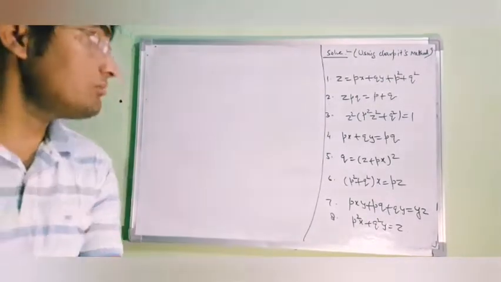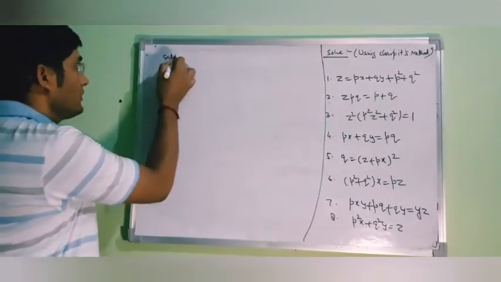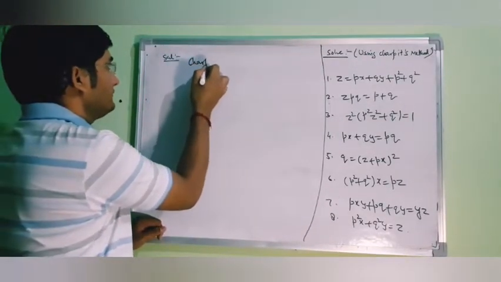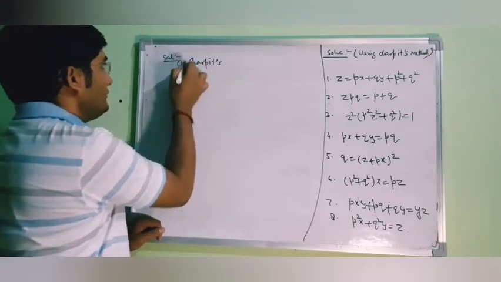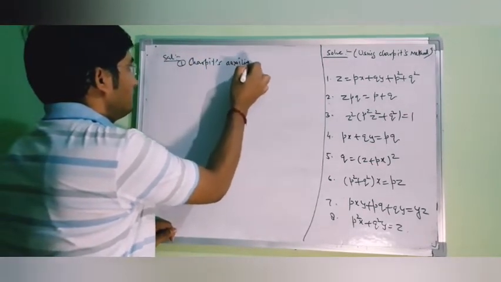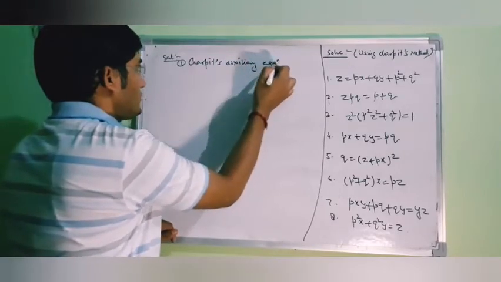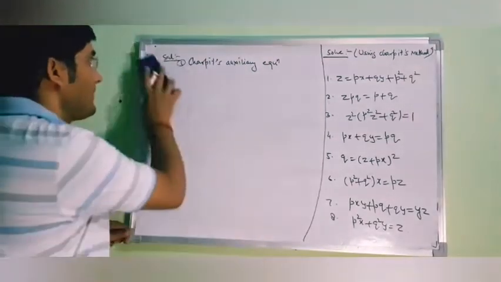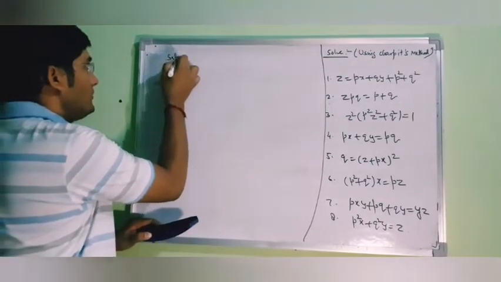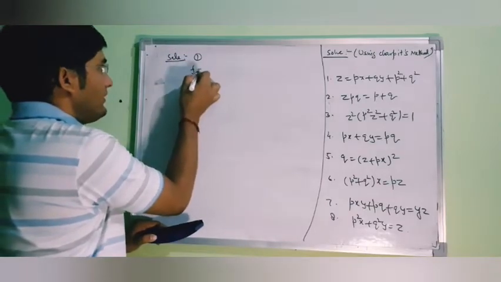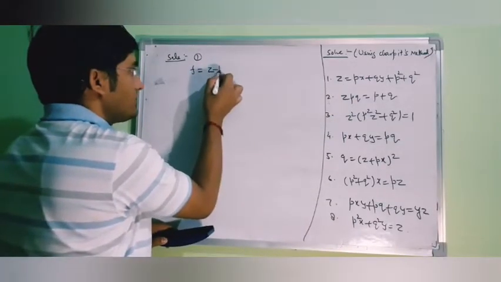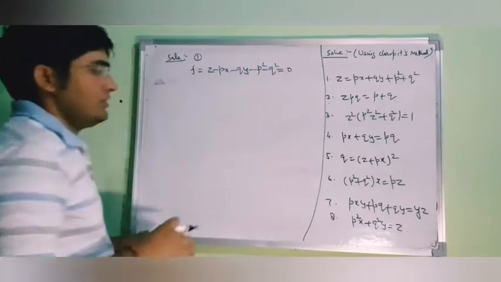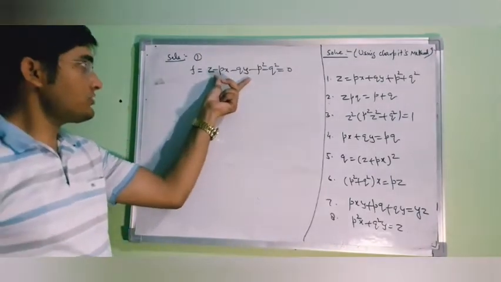Now let us solve question number 1. So starting with Charpit's auxiliary equation, which is dx upon fp. Before that, let us write the solution of the first part. Let us write f as z minus px minus qy minus p square minus q square equal to 0. Let us assume this expression as f.